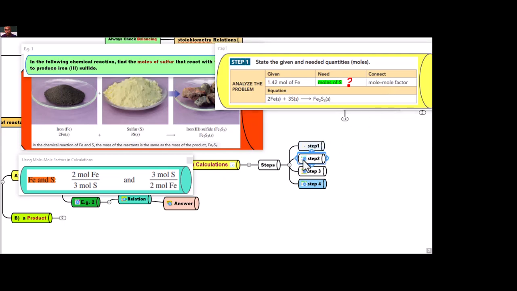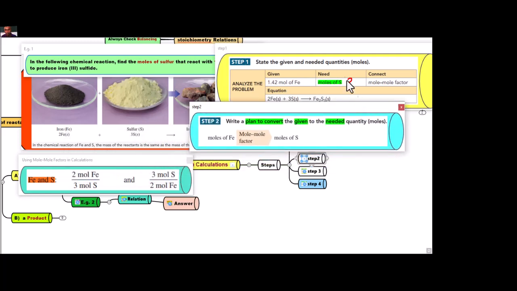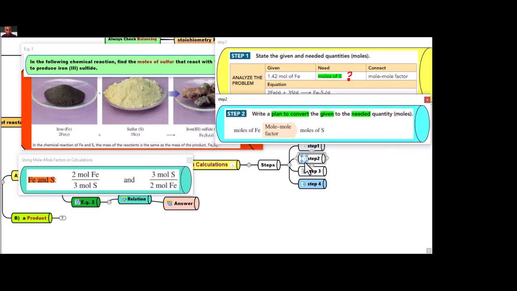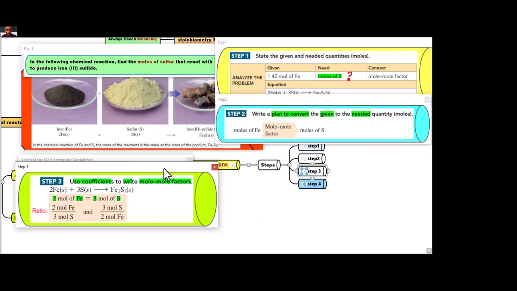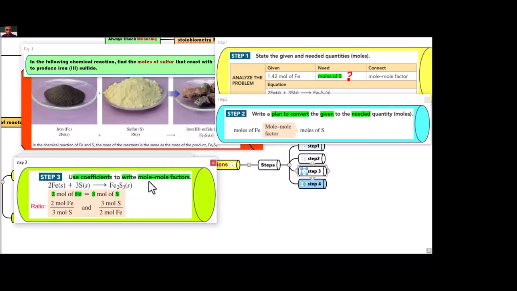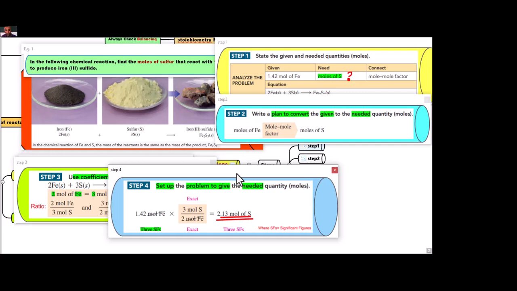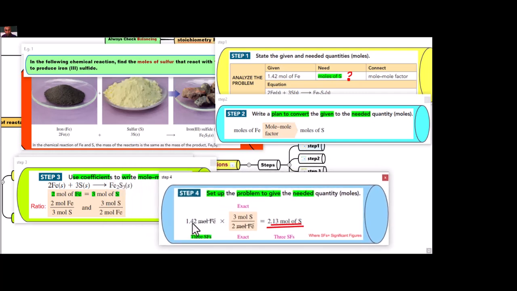Step 2 is writing a plan to convert the given to the needed. Step 3 is to use the coefficients to write the mole factor. The coefficient of iron is 2, the coefficient of sulfur is 3, so you can write the mole ratio, that is mole of iron to mole of sulfur, or mole of sulfur to mole of iron. And step 4 is to set up the problem to give the needed quantity: 1.42 mole of iron multiplied by mole of sulfur divided by mole of iron will give us 2.13 mole of sulfur.